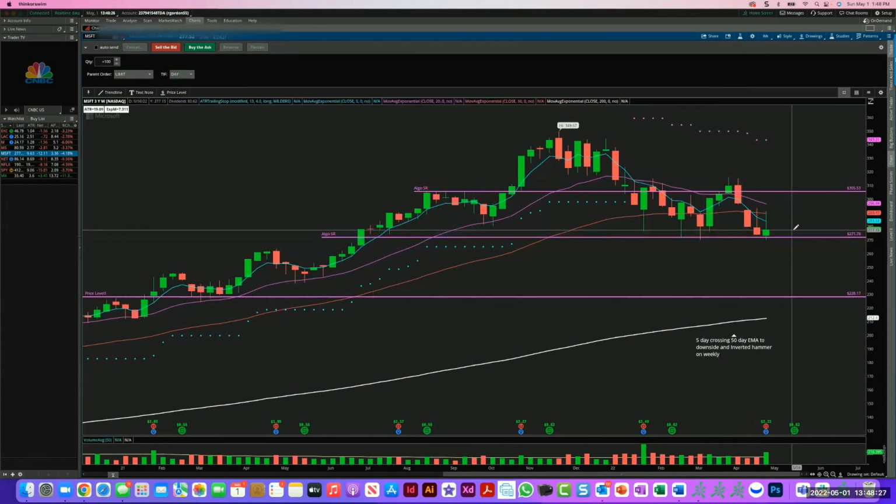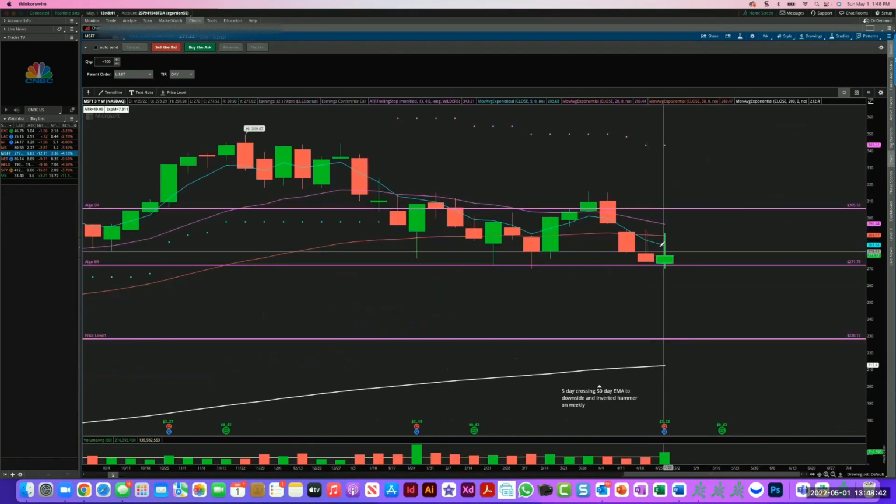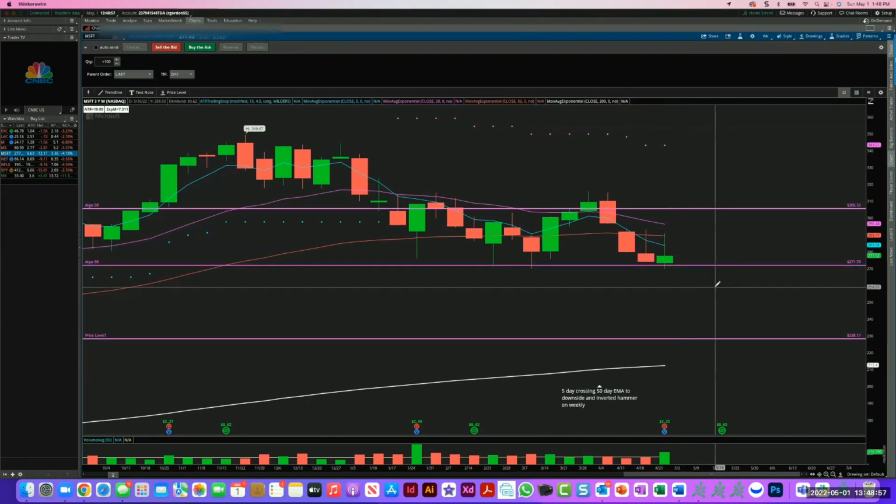It is sitting on top of this algorithmic support level, so there could be buyers. Again, it could be that the machines decide that this is the price to buy Microsoft. And if that happens, then what we'll see is Microsoft will move up and get above the 5-day EMA. But right now, we don't really know what's going to happen. But if it falls through 271.79, then we know that these same machines will likely kick in and start to sell Microsoft. So I like Microsoft to the downside right now because the 5-day is, again, crossing the 50 to the downside. That's a bearish signal for me.